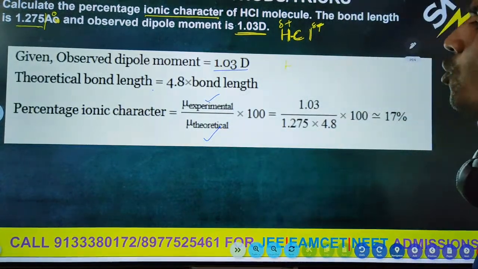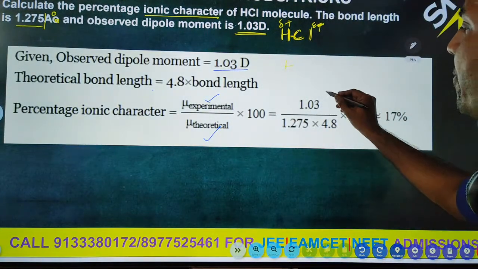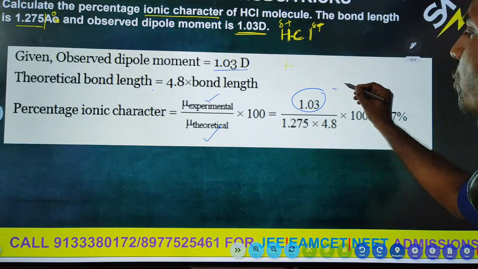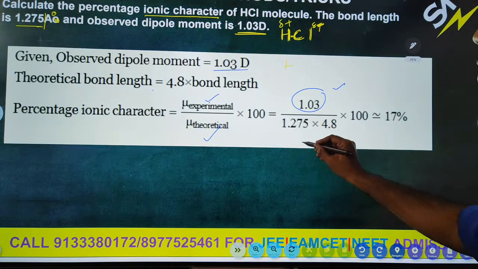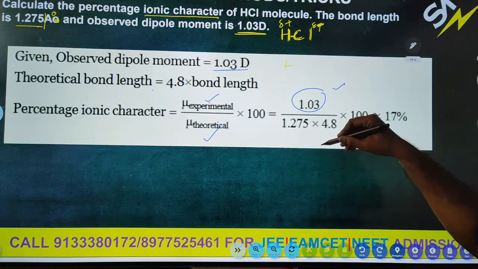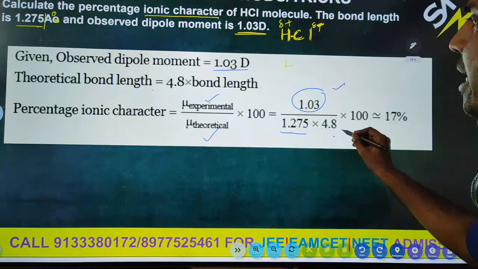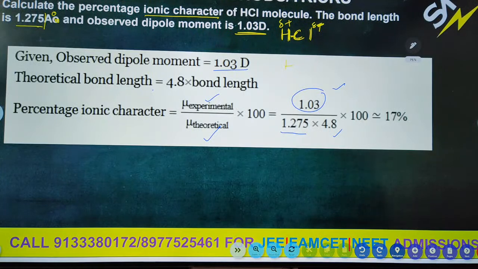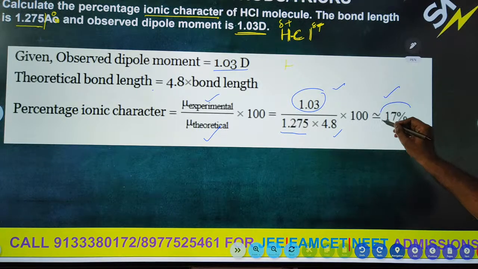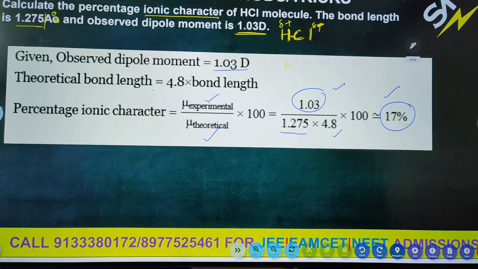Now, how much is given experimentally? 1.03. Yes. What about here? The bond length of the HCl molecule is 1.275. So what is given here? 4.8, that is the theory value. Now, multiplying by 100, we are going to find the ionic character.